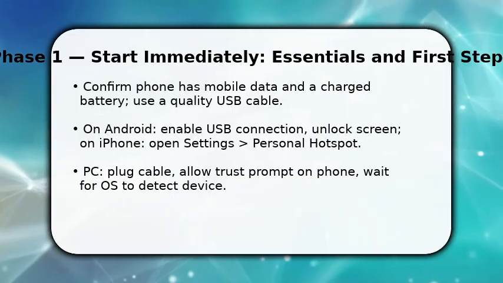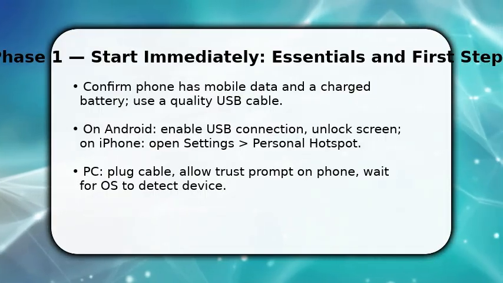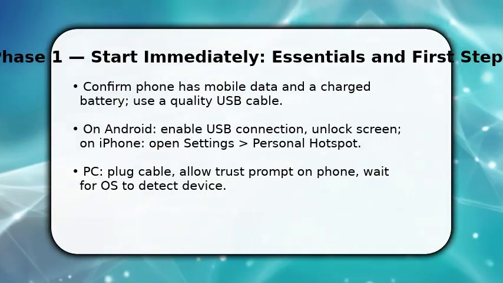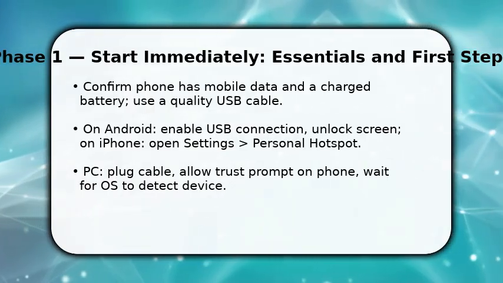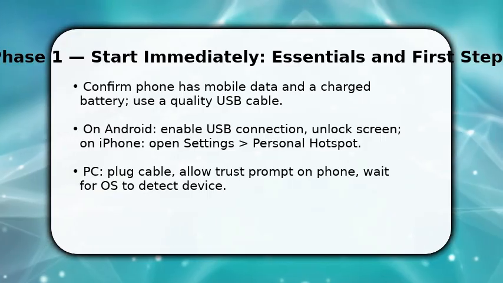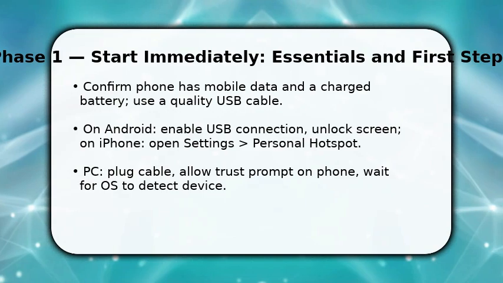On iPhone, turn on Personal Hotspot. On Android, set the USB connection. Make sure the computer sees the device. Windows may install drivers automatically. If the device isn't recognized, swap cables or USB ports. This initial detection is why quality cable and permission prompts matter.